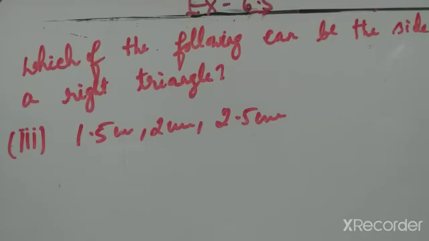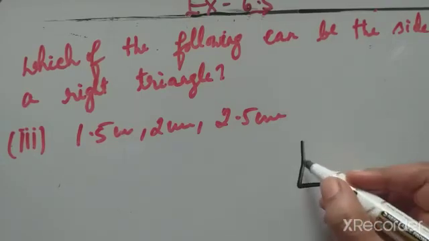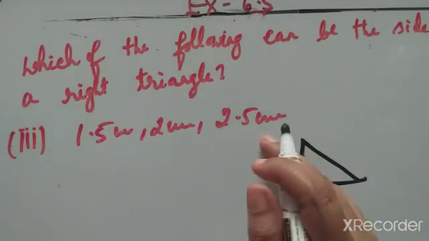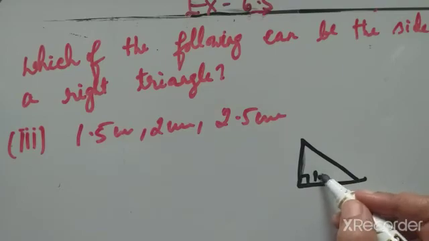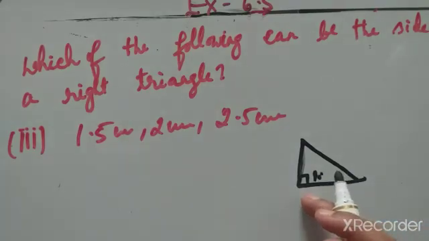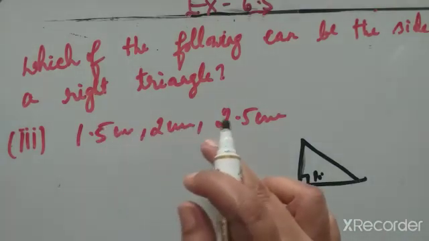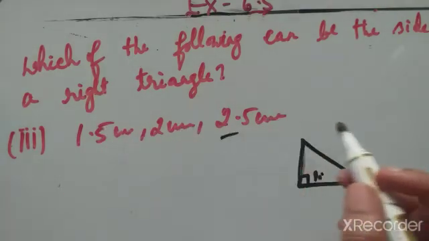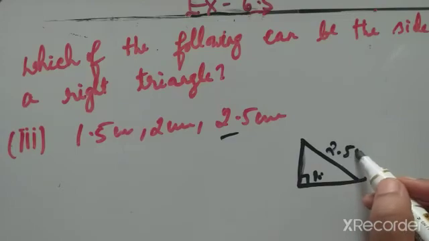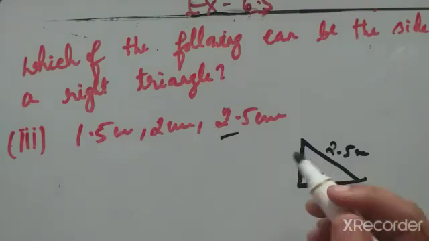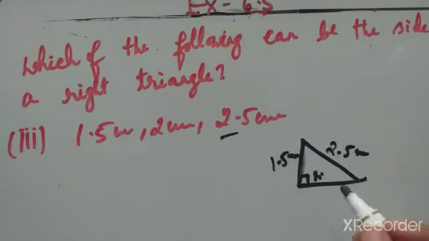In the case of right angle triangles, identify the right angle. Here the right angle is 90 degrees, and opposite to the 90 degrees is the hypotenuse, no? So in 1.5, 2 and 2.5, 2.5 is the highest measurement. It should be the hypotenuse side. The hypotenuse is always the largest side in a right angle triangle. And 1.5 and 2 we can write anywhere, as the other two sides.